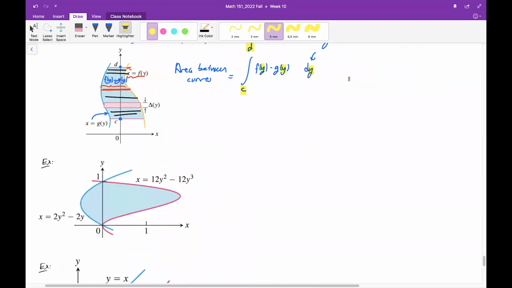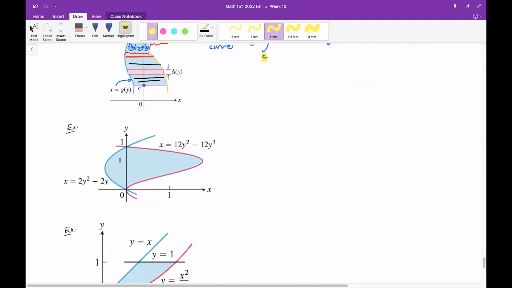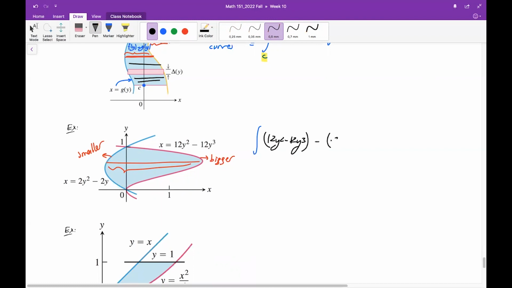Okay, let's apply this in the next example. We want to find the area between these two curves, the pink one and the blue one, and as you can see, you need to work with these horizontal lines. What is the length of this horizontal line? It is the upper curve, the bigger curve. This is the bigger curve horizontally, and this is the smaller curve horizontally. So 12y squared, 12y cubed, this is the bigger one, minus the smaller one, 2y squared minus 2y, dy.